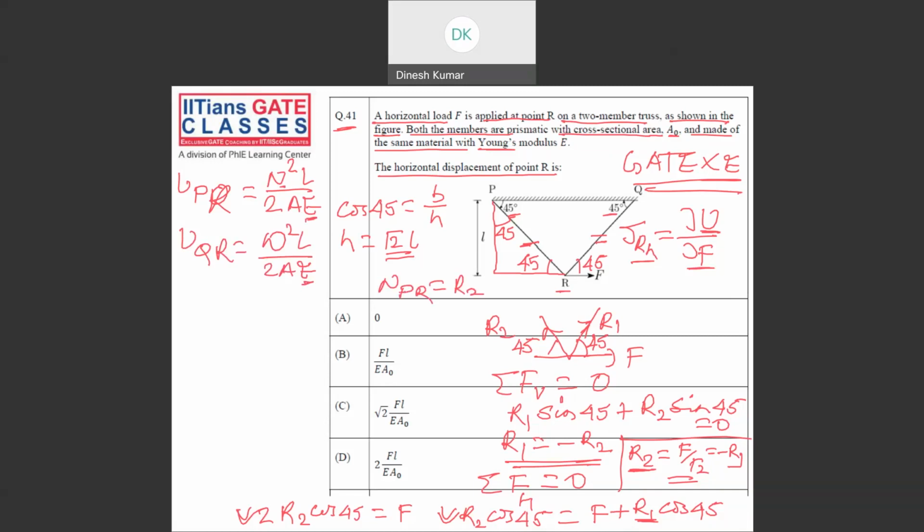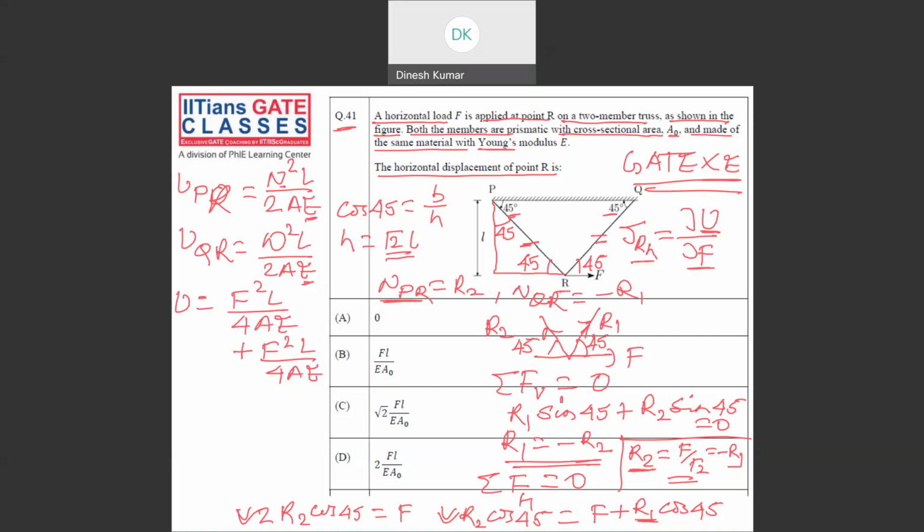It is R2. And what is the N for the reaction force in the member QR? It is minus R1. Okay, so find total strain energy. If you find, it will be summation. So what is it? It will be F square L upon 4AE plus F square L upon 4AE.